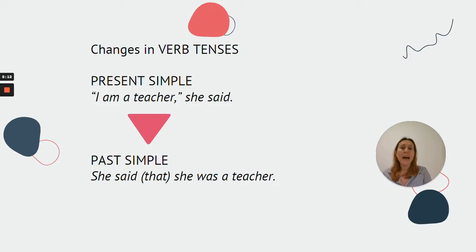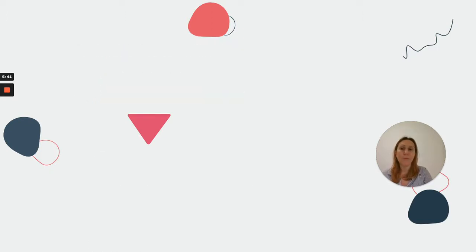And now we'll see in detail something that we haven't seen in the introduction on video 1. So now let's go in depth into changes in verb tenses. Present simple changes to past simple. "I am a teacher," she said. She said that she was a teacher.